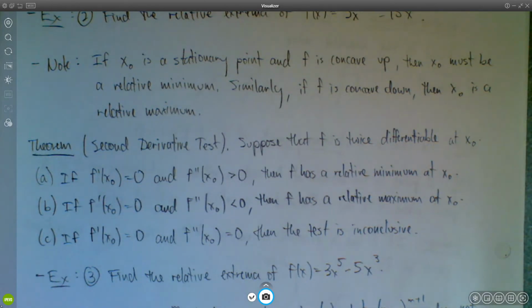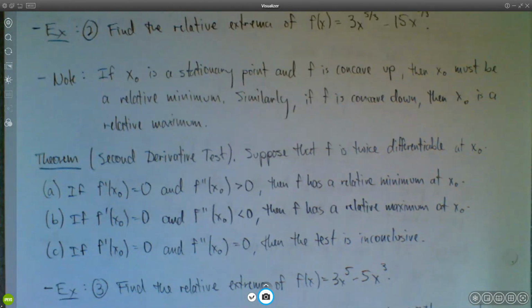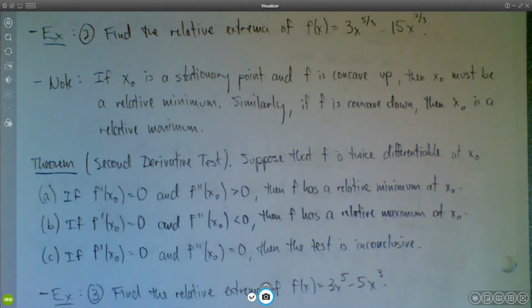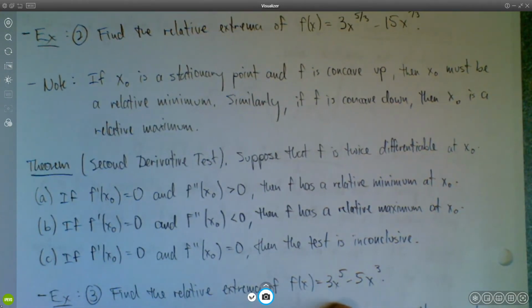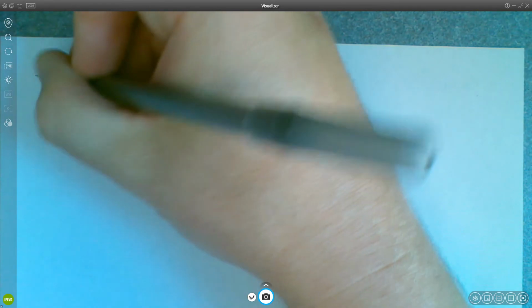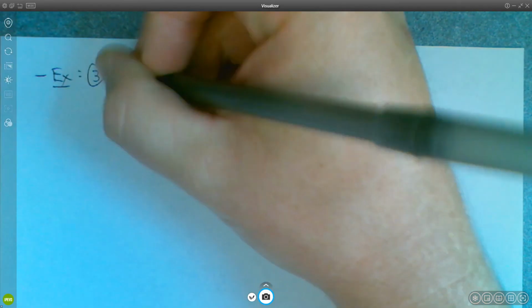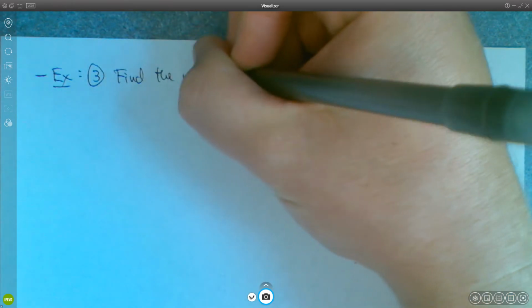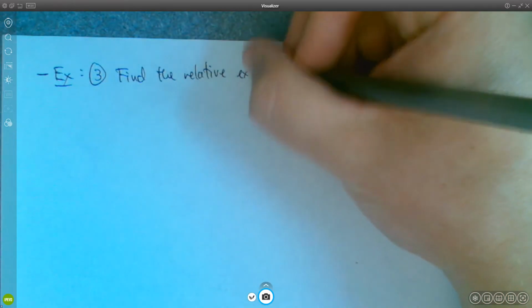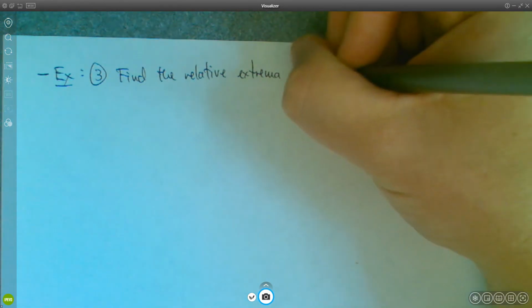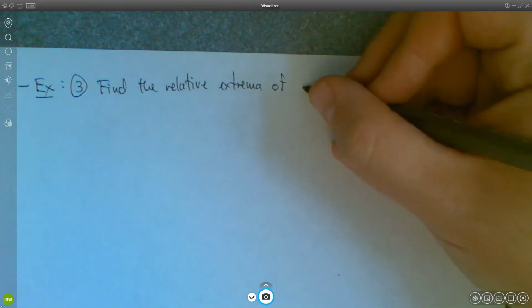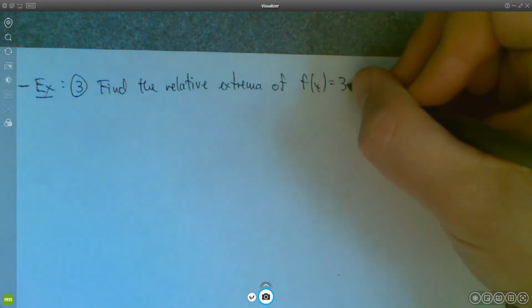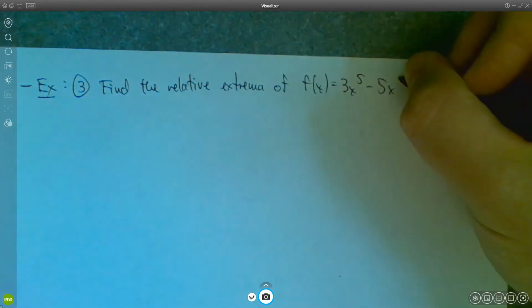It makes things a little bit easier sometimes, and so let me give you an example of the second derivative test in action. Let's find the relative extrema of this function here. So f of x equals 3x to the fifth minus 5x cubed.